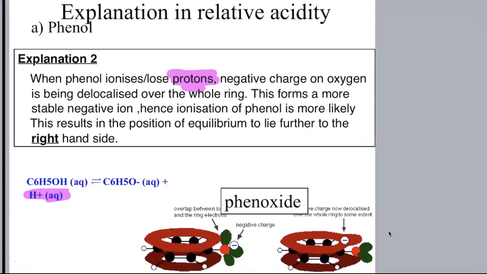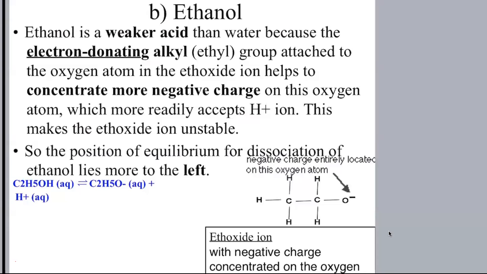Again, so what? The negative charge is being distributed to the whole molecule. Why does that make it more stable? We will have to look at the explanation for ethanol. Ethanol, when it dissociates, forms an ethoxide ion and a hydrogen ion. Same idea, this ethoxide will have a negative charge on the oxygen, but it doesn't have a benzene ring. This negative charge is not being distributed onto the benzene ring.